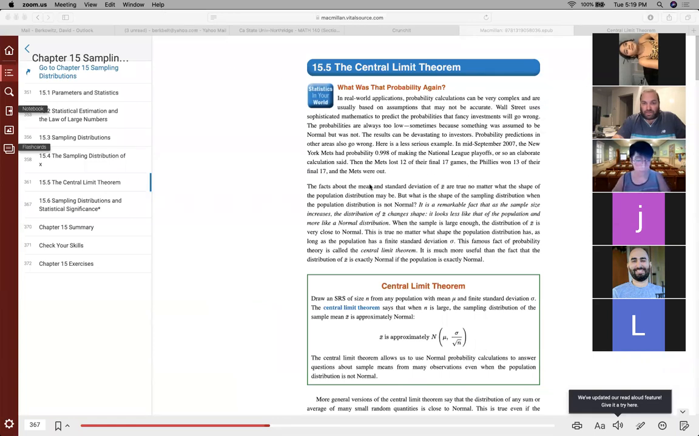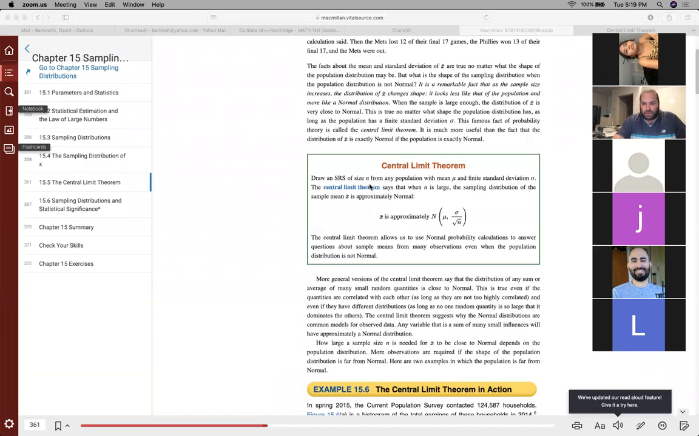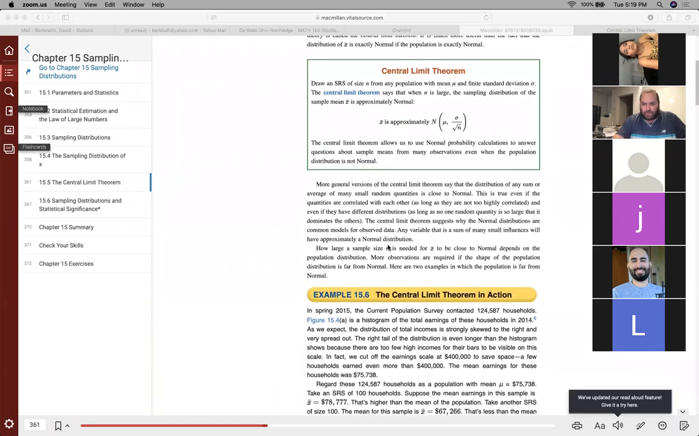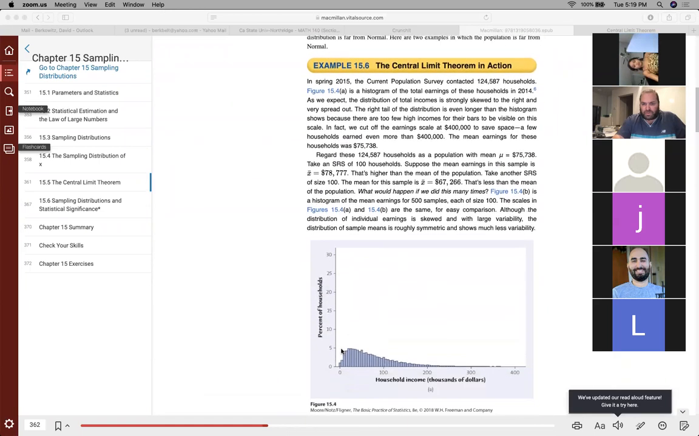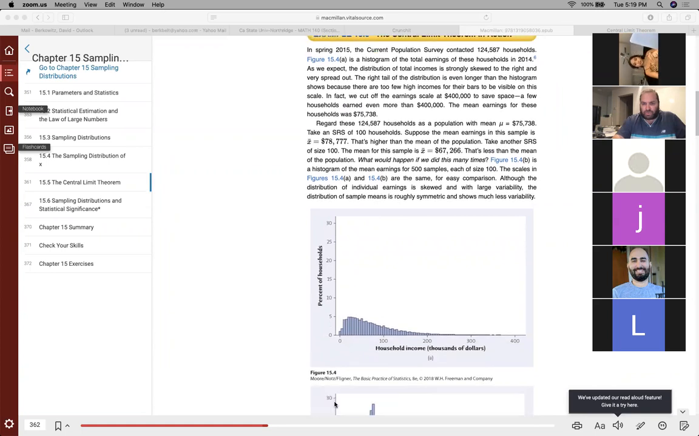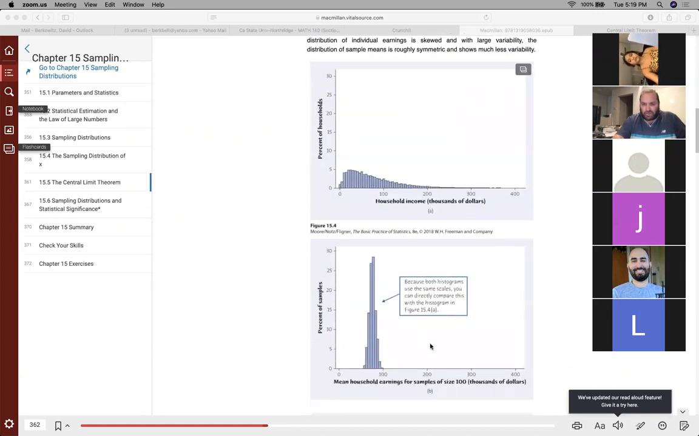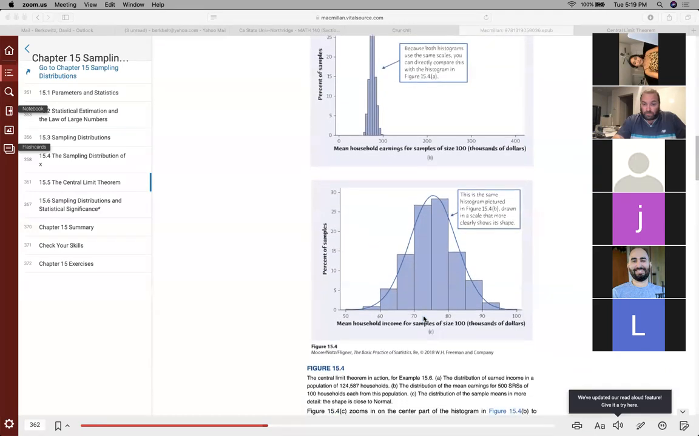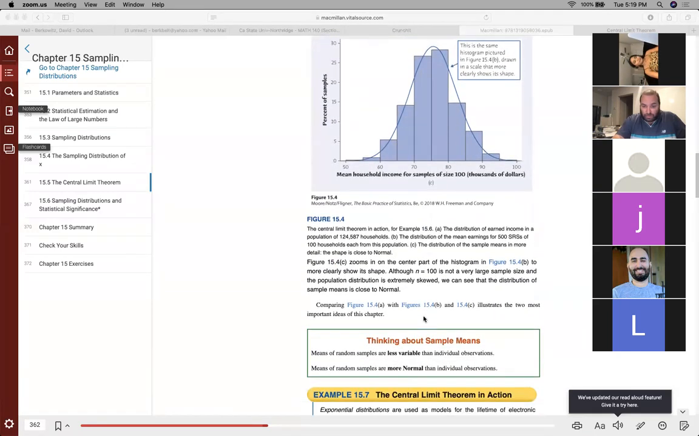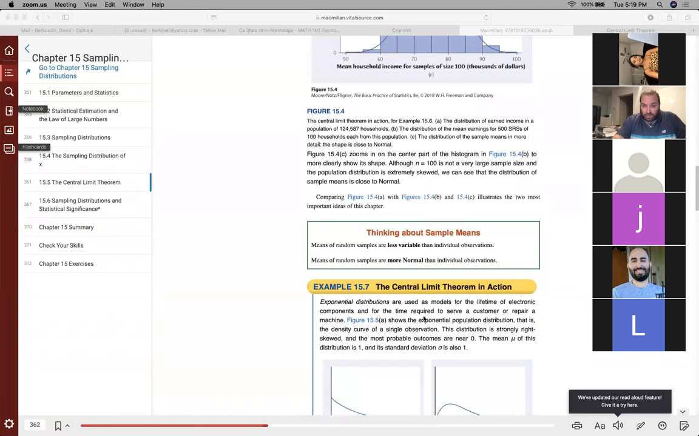All right, so let's take a look. How large a sample is needed for it to be normal depends on the population. So here's an example. This is certainly not normal, very skewed to the right, correct? And here are samples of size 100. Size 100, already you can see it's very normal. So that's just an example. Let's take a look.